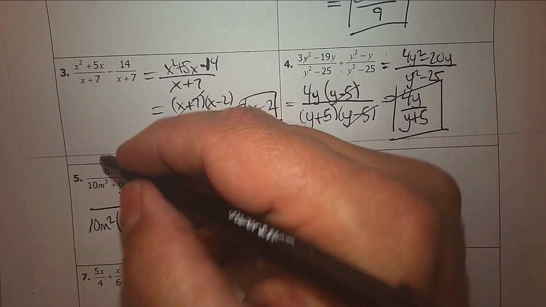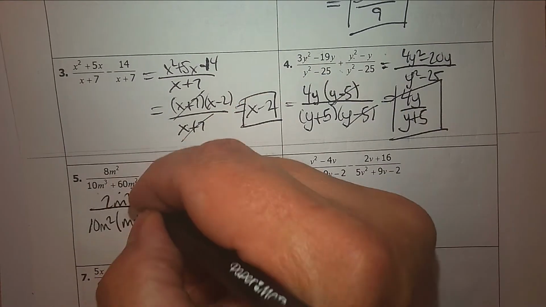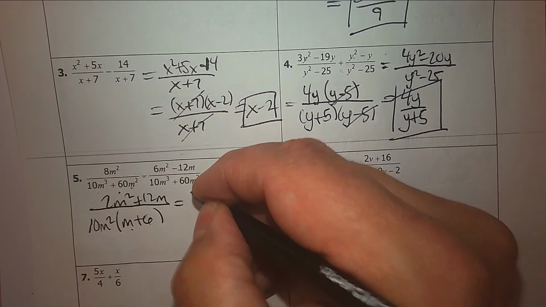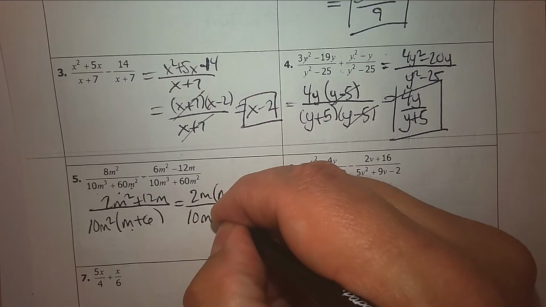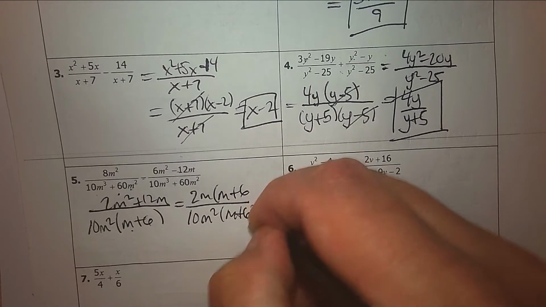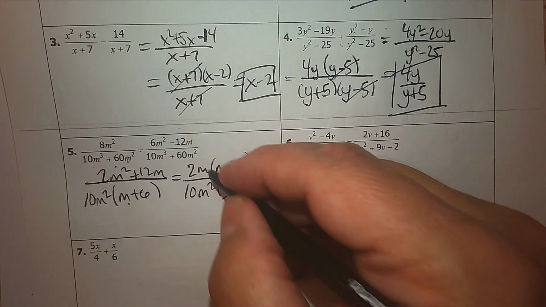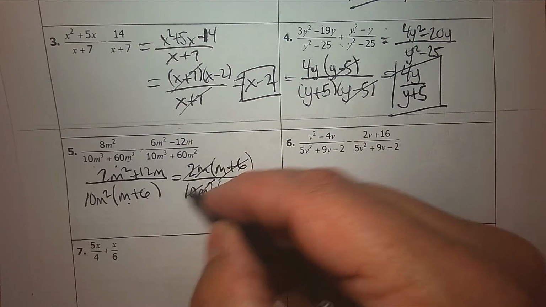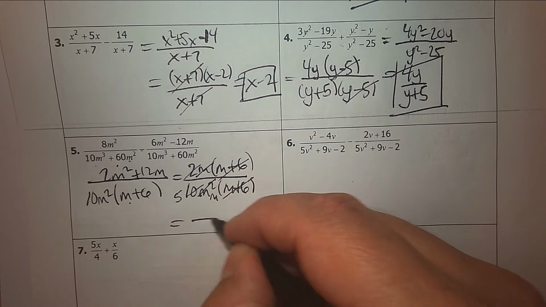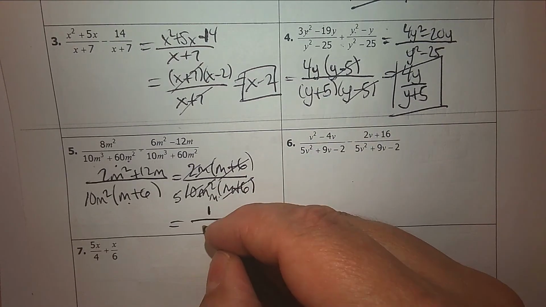And then 8 subtract 6 is 2m squared, and subtract, be careful here, plus 12m. So factor out a 2m, and then strike out what you can. So m plus 6 strikes out. The m makes the m squared just an m, and 2 goes into 10 5 times. So what's left in the numerator? It's all struck out, so it's 1. And what's left in the denominator is a 5 and an m.